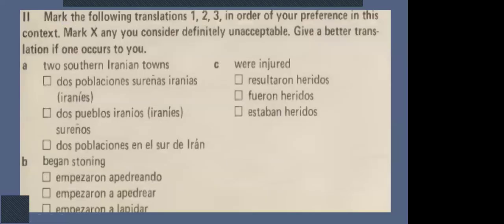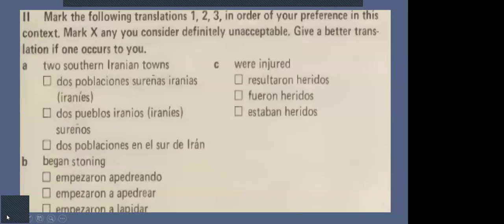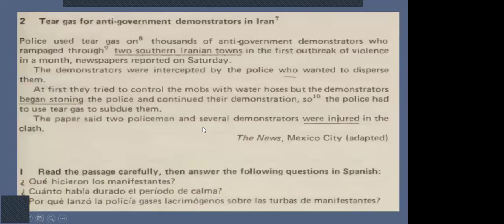And then we have number 2, mark the following translations as 1, 2, or 3, in order of your preference. Two southern Iranian towns, began stoning, were injured. We should try to give 2 alternative translations to this difficult or challenging chunk. Rampage through 2 towns, right? And then do some side translation. Let's take care of this business next. Okay, let's begin with the comprehension questions. Let's take a look.